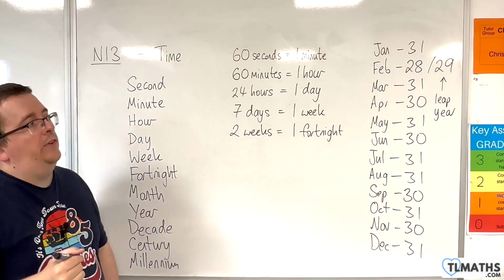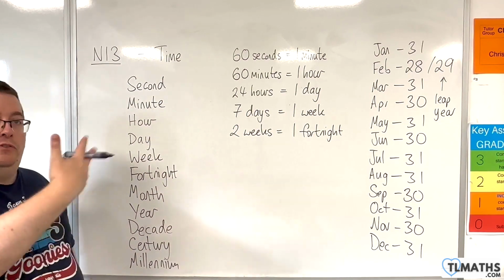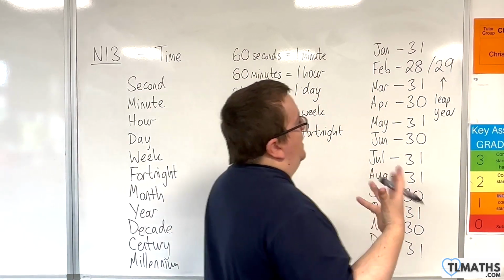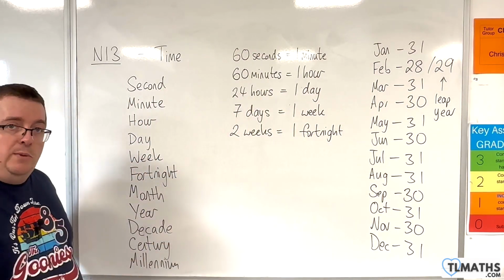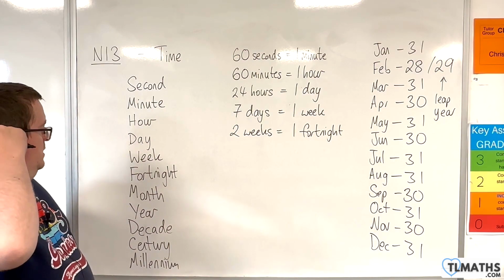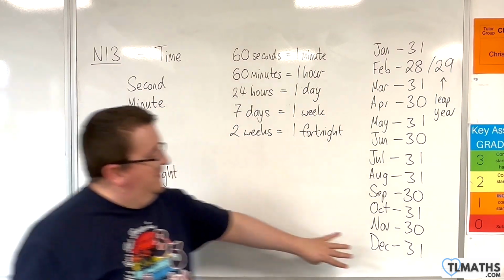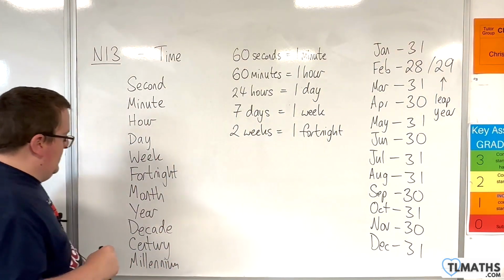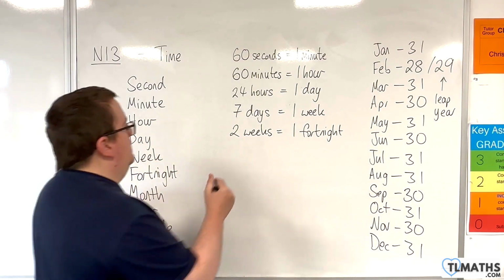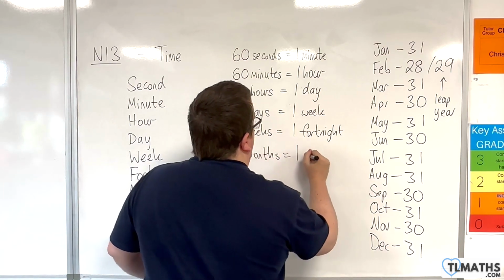So that is a multiple of 4 from 2000, 2004, 2008, 2012, 2016, 2020. So our next one, based on this video, is 2024. So next year, February will have 29 days. So we'll skip over how many days there are in each month because we've got it there. But then we've got the 12 months in a year. So 12 months make up the year.